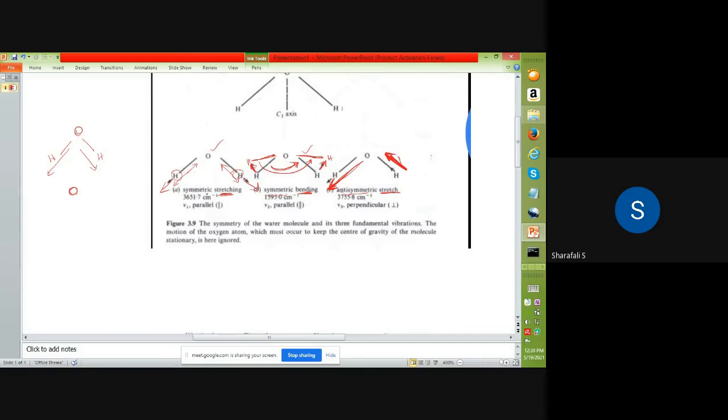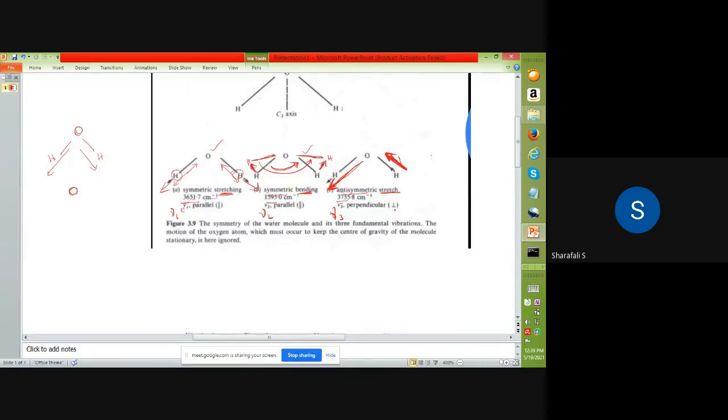And this symmetric stretching has 3651 centimeter inverse. That is the wave number position of this particular symmetric stretching vibration. And the symmetric bending vibration has 1595 centimeter inverse wave number. And this one has 3755 centimeter inverse. Also remember that the symmetric stretching we denote by mu1. So this one is mu1, and this one is mu2, that is the symmetric bending. This one is mu3, the antisymmetric stretching.